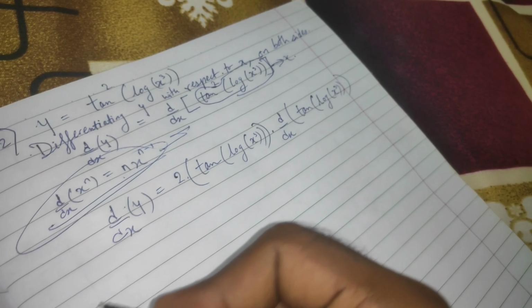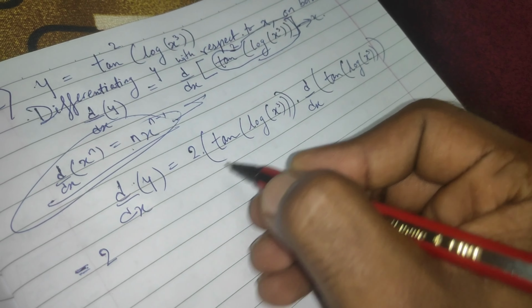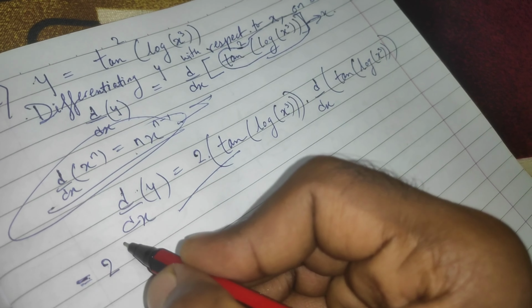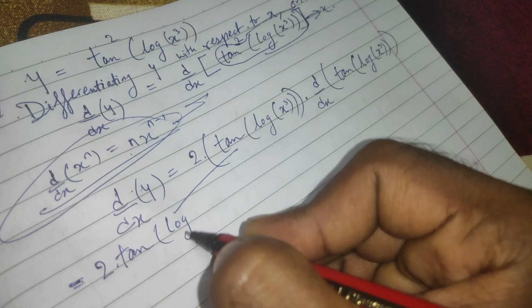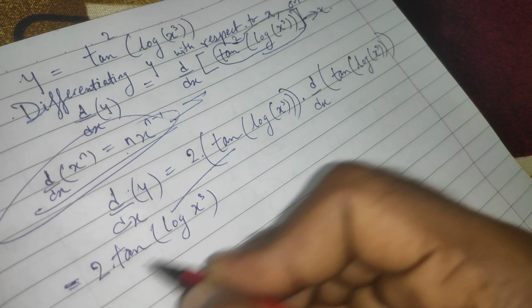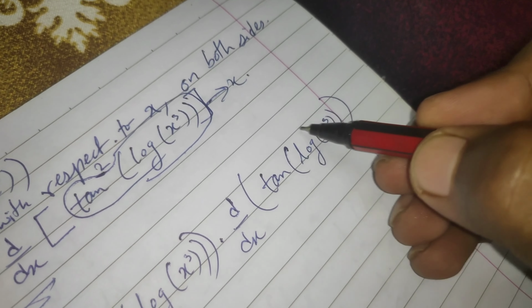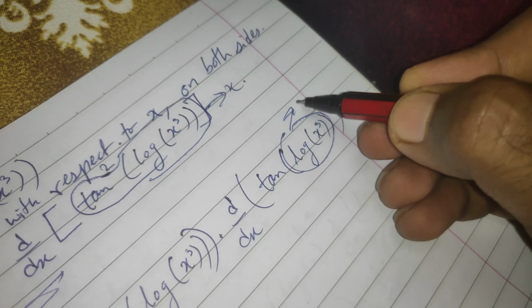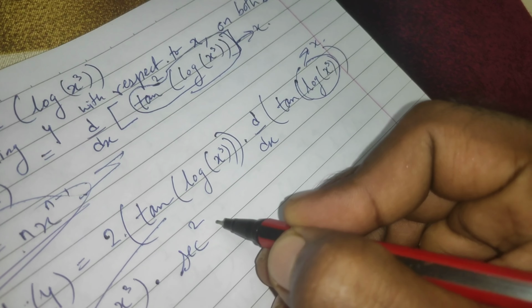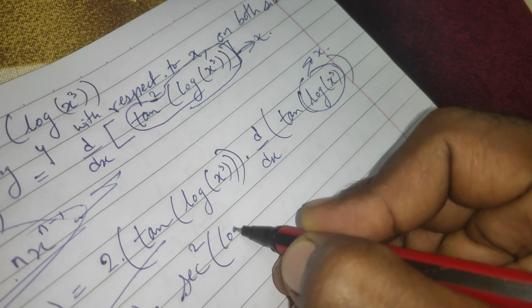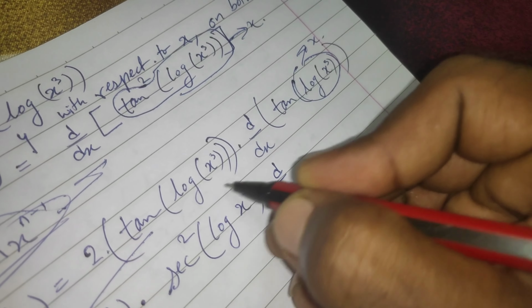So now in the next step you have to write this whole thing as it is, 2 into tan of log x raised to 3, into derivative of this term tan. We have the formula of derivative of tan x, which is sec square x, so consider this log x raised to 3 as x, so put the formula sec square x, which is log x raised to 3, into derivative of which we have considered x, that is log x cube.